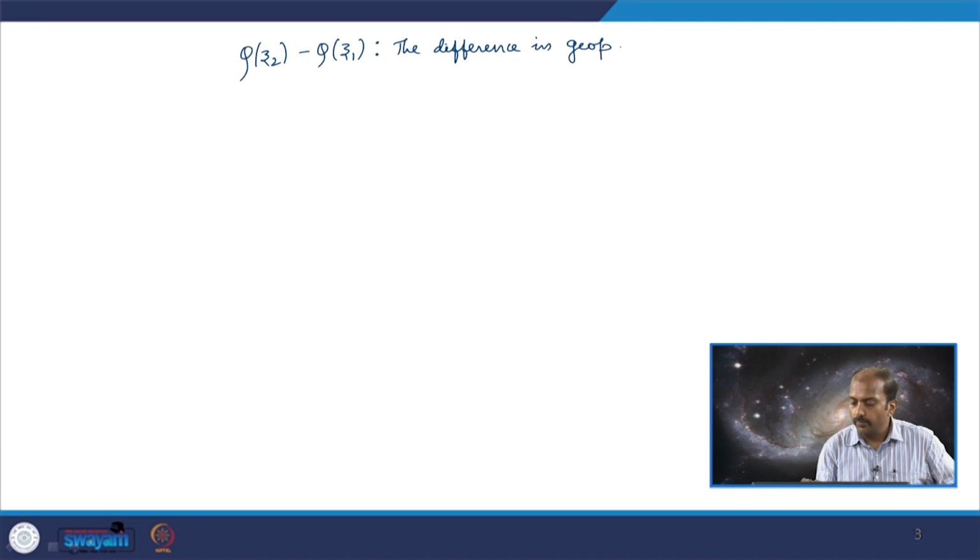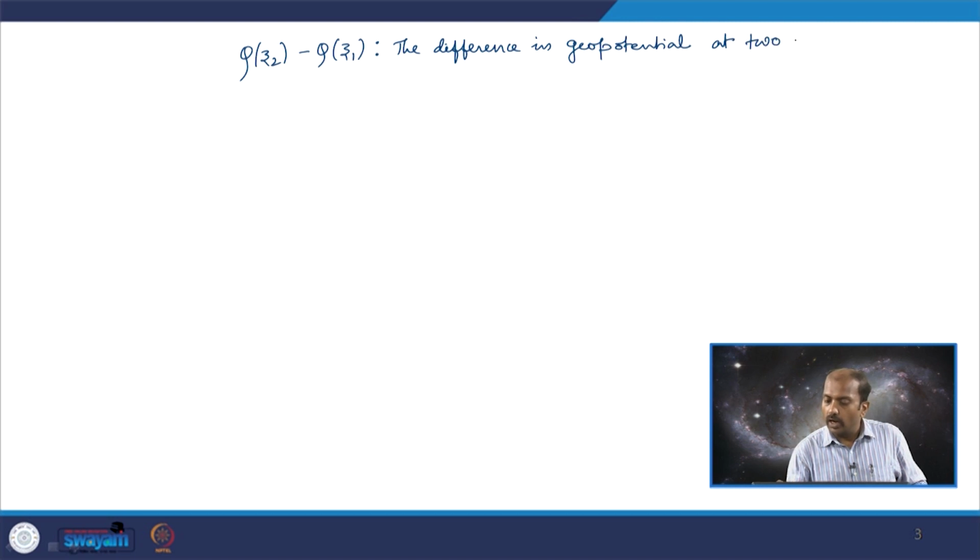at two heights. So here the idea is not about the pressure, rather this is still in the units of geopotential, right? But at two different heights. So the rate at which the geopotential changes is the gravity, right? So we should always remember that.